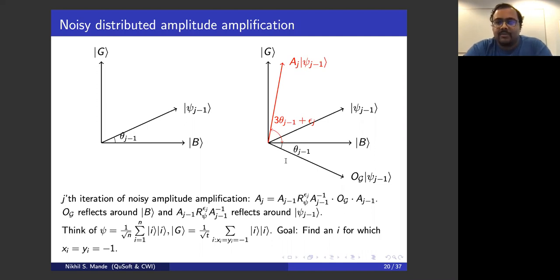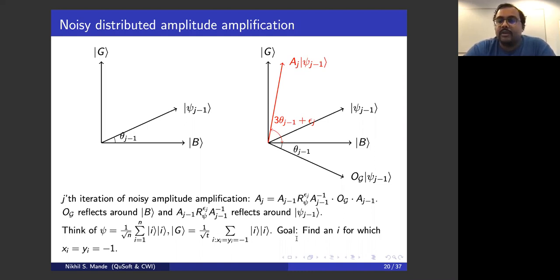And now the space in which they're working is the initial state psi, which I haven't drawn here, is a summation of ket I. Although I haven't written it, this register belongs to Alice, this register belongs to Bob. And the good component is the uniform superposition over all ket I for which Xi is equal to Yi equal to -1. So these are like the solutions, and we wish to find one of these solutions.